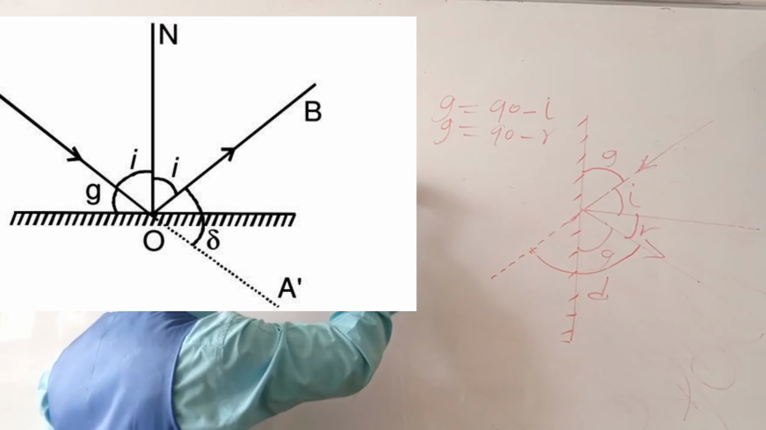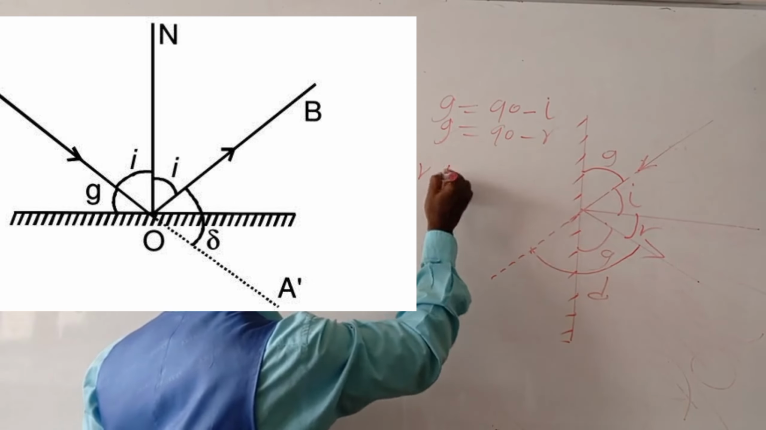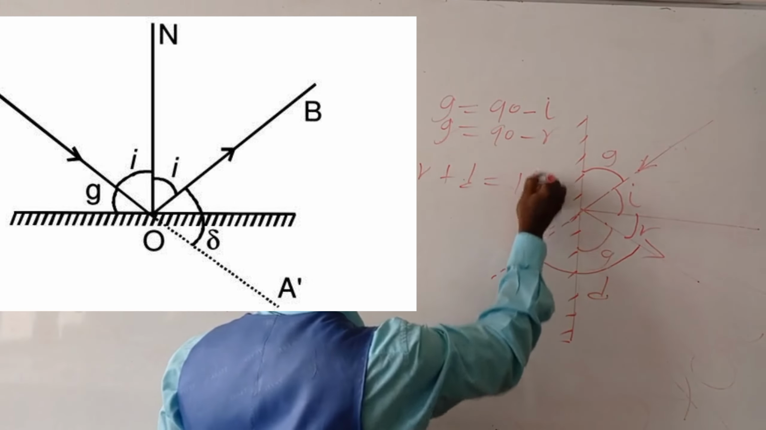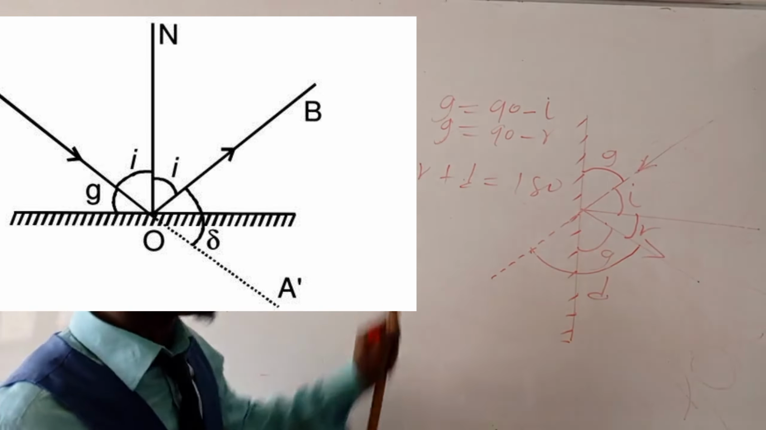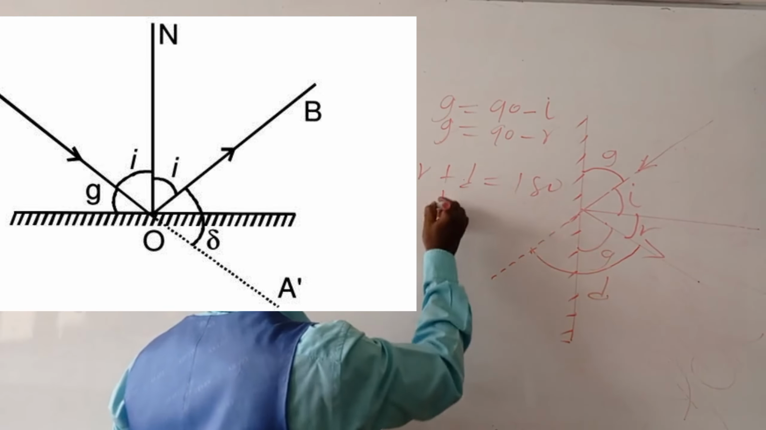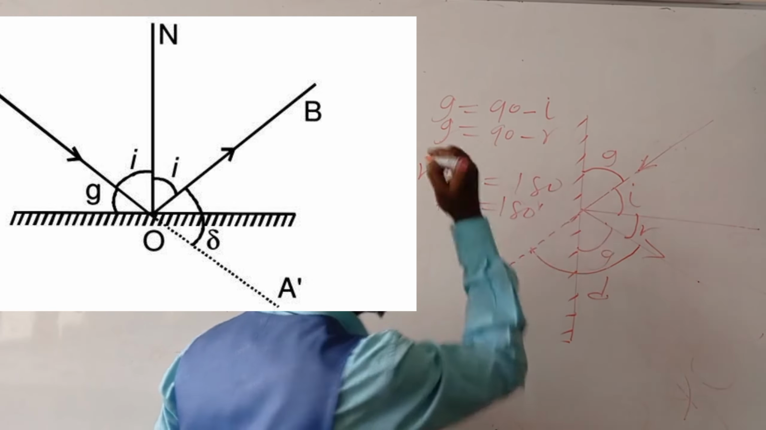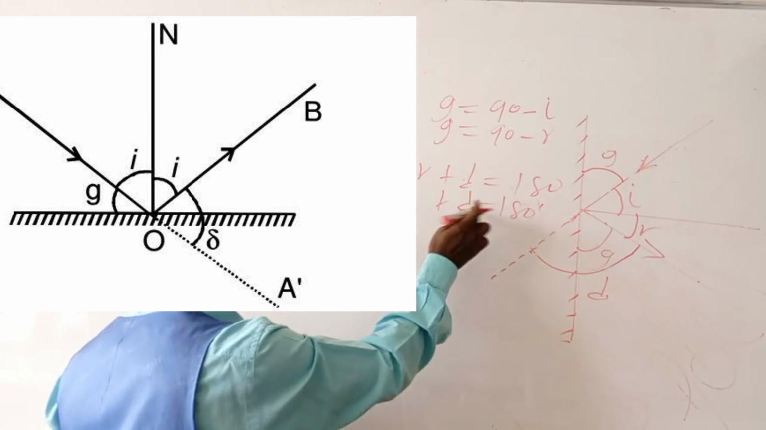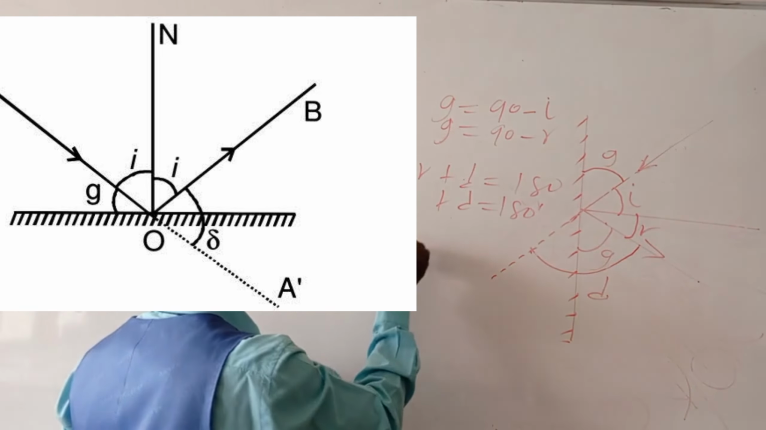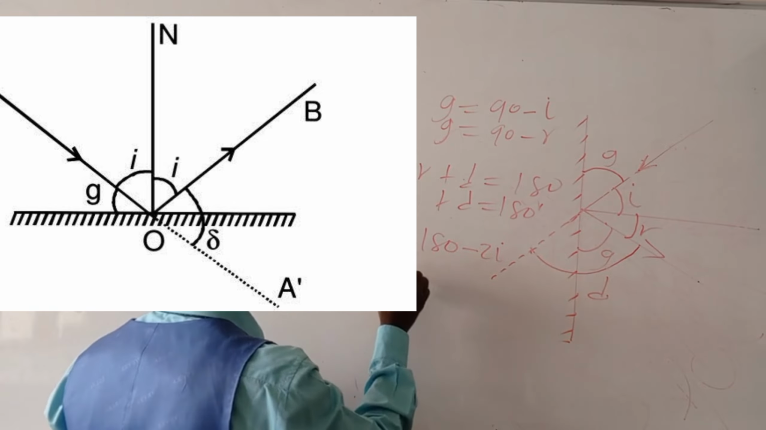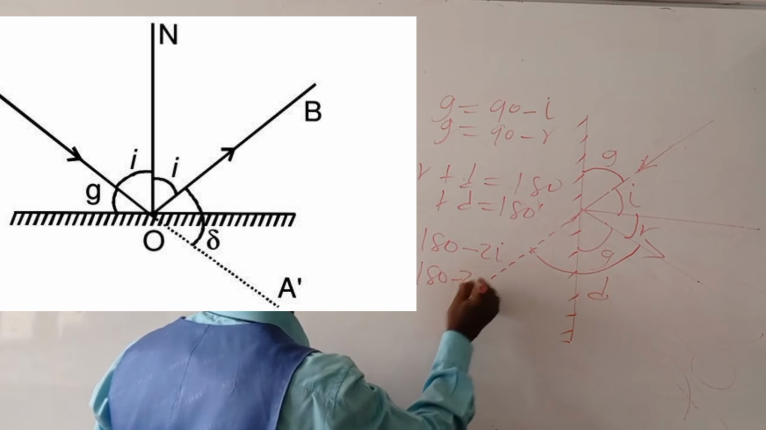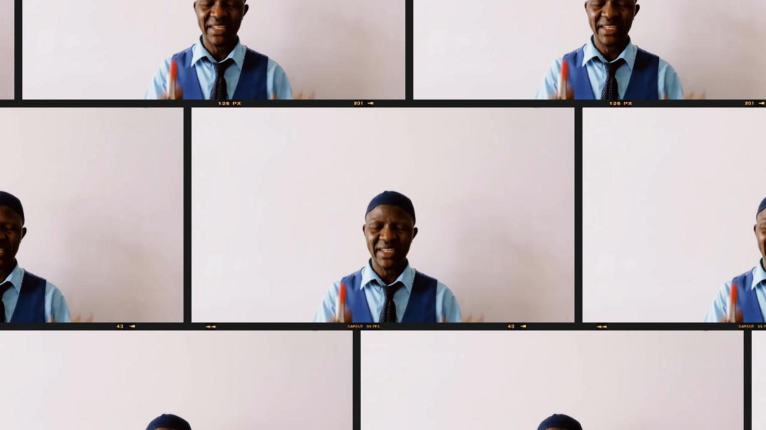Therefore, I plus R plus D is equal to 180. And don't forget, I and R, they are equal. You can use I to replace both. That will give you 2I plus D is equal to 180 degrees. Then what is D? We are looking for D, angle of deviation. D is equal to 180 minus 2I. Still the same thing.